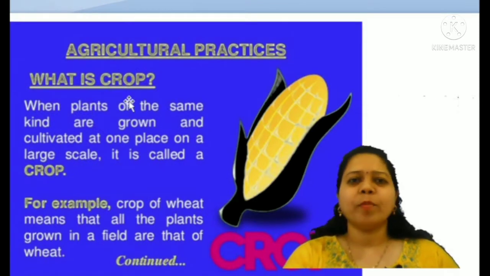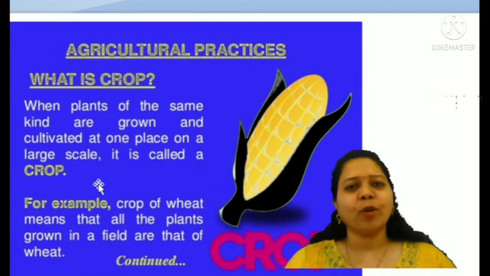Next, what is a crop? When plants of the same kind are grown and cultivated at one place on a large scale, it is called a crop. See, if we are growing only one plant, then that is not a crop. But if we are growing many similar plants at one place, then that is known as a crop.